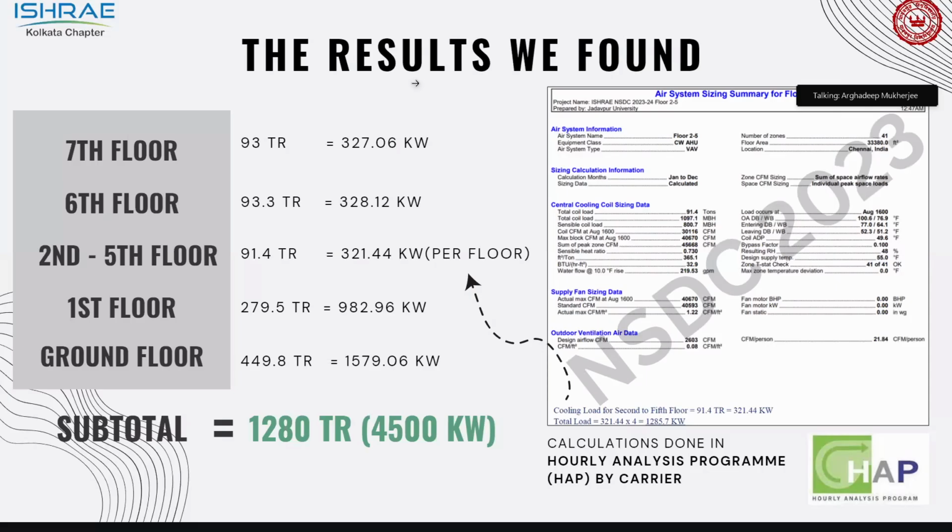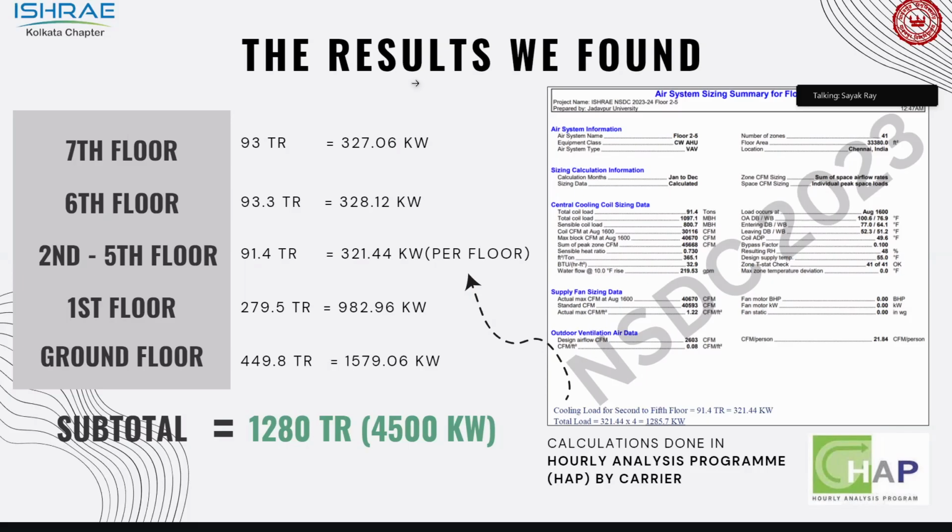And out of that, this is just one screenshot of the air system sizing summary for floors 2 to 5. We thought of placing this because the majority of the people staying at the hotel will be on these floors, right? So you can get an example of what the values are like. I think Shayok will go through the values once.